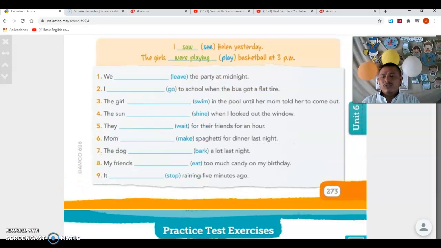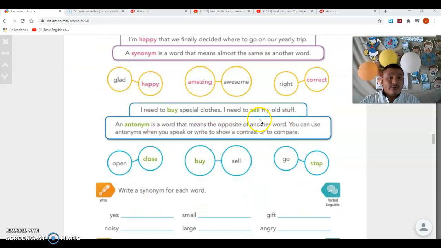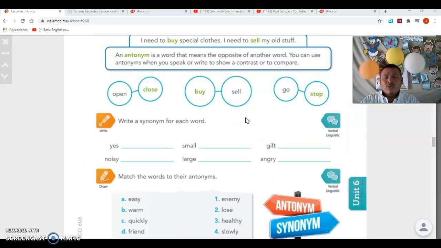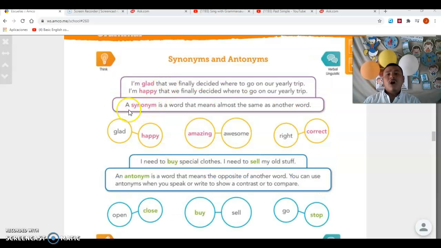And also we need to go on synonyms and antonyms. So this is in your English book on page 259. Okay, so what we need to do, we need to learn a little bit about what is the synonym. Synonym is a word that means almost the same as another word. For example, almost the same or similar.